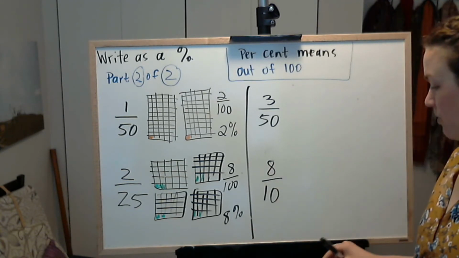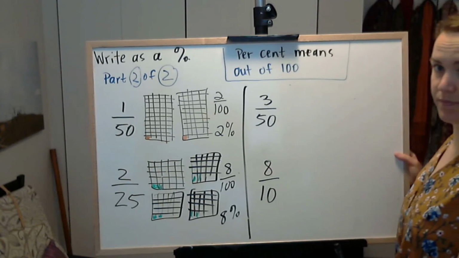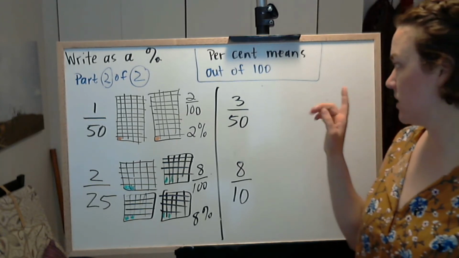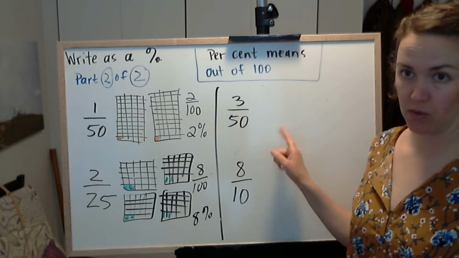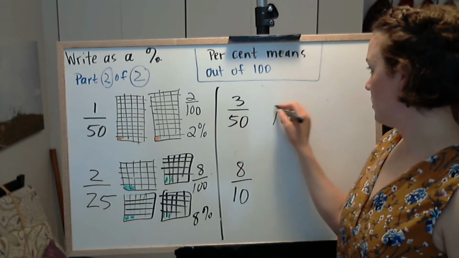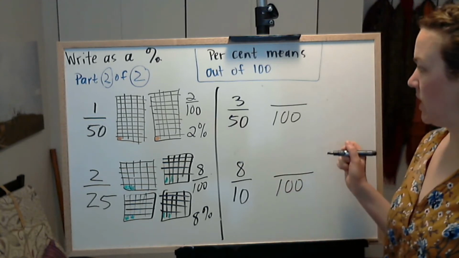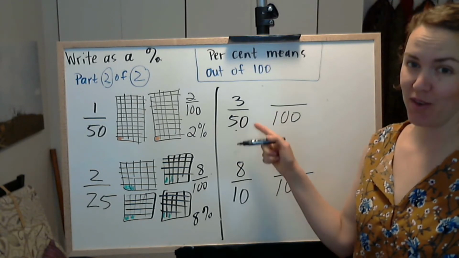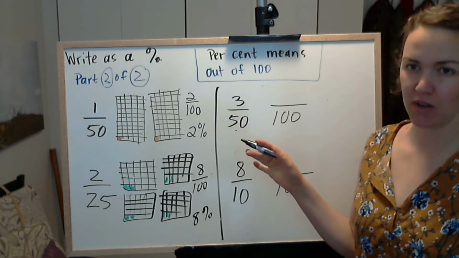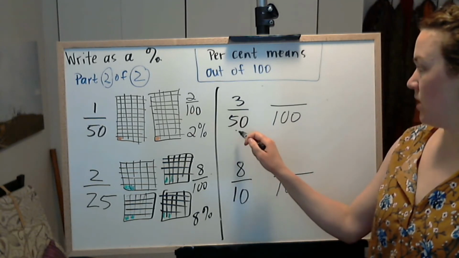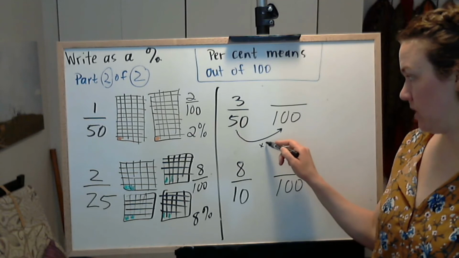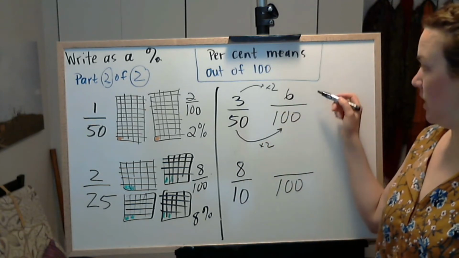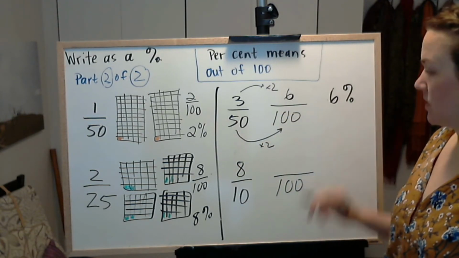Now, what if I don't have pictures? Well, you can use your equivalent fraction rules that we've been practicing and convert this fraction into an equivalent fraction out of 100. So I'm going to make both of these denominators 100. Another thing you could do is estimate first. So 3 out of 50, you can kind of guess in your head what percentage that might be. All right, 50 times 2 is 100. 3 times 2 equals 6. So 3 out of 50 equals 6 out of 100, which is 6%.